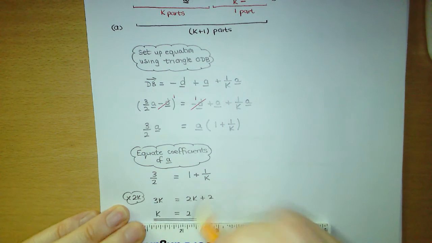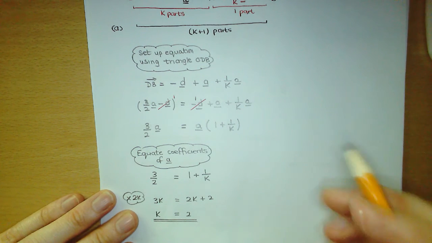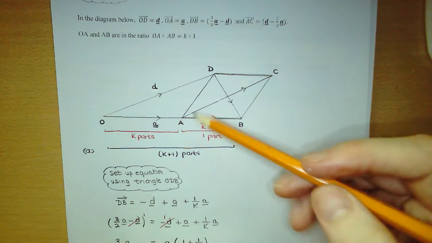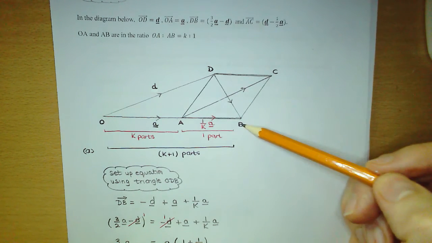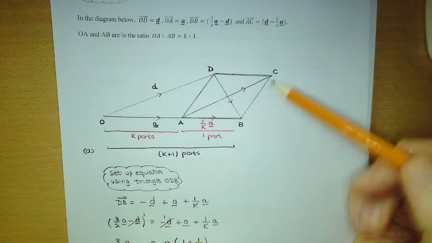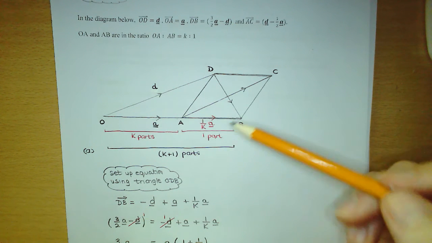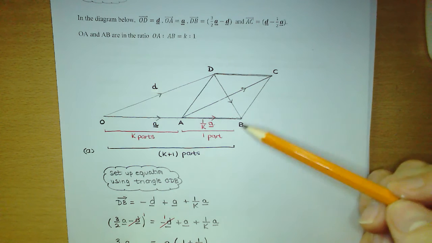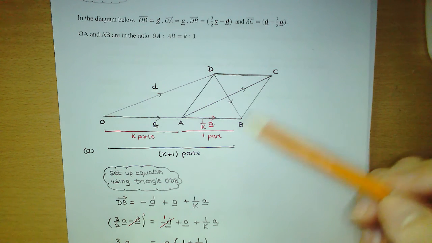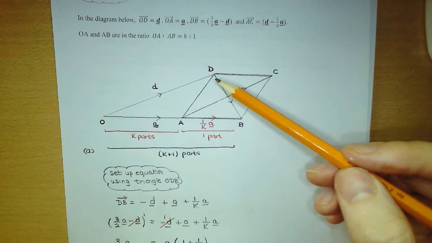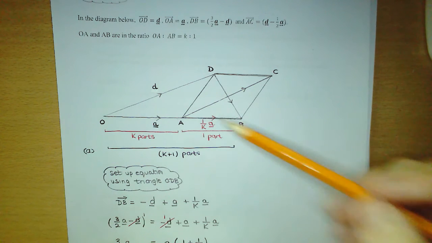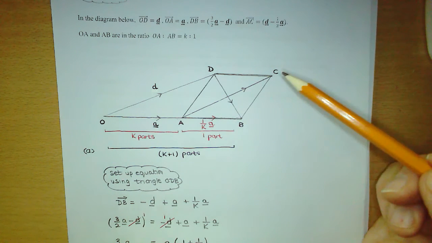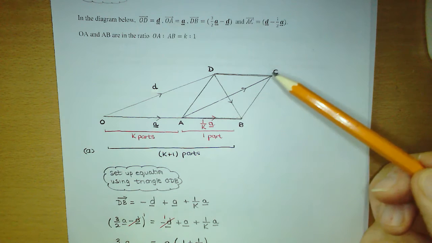Now, part B is asking us then to prove that the shape ADCB is a parallelogram. It looks like a parallelogram, but how do we prove it's a parallelogram? Well, you have to do two things. You have to show that the opposite sides are equal, they're the same length. And you also have to show that they're parallel, because that's why it's a parallelogram.